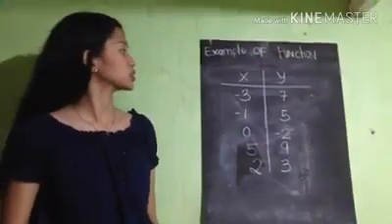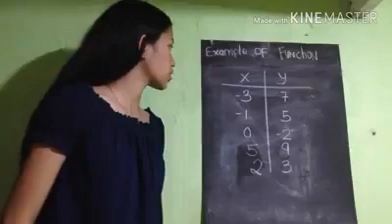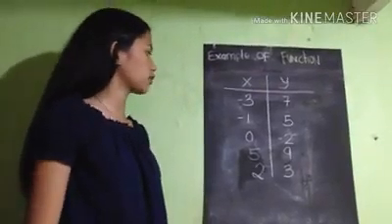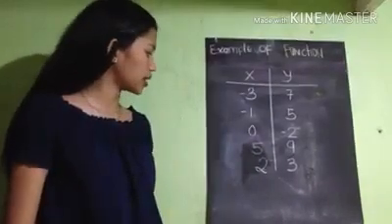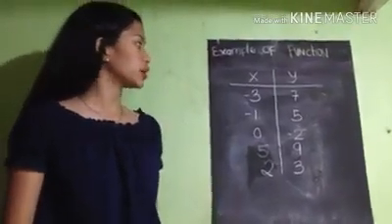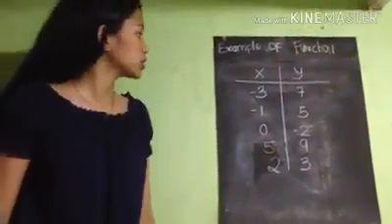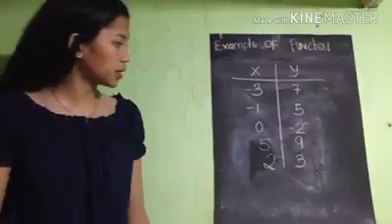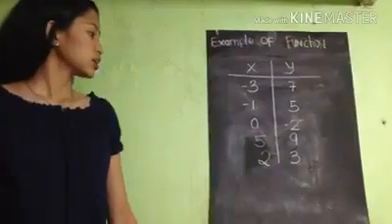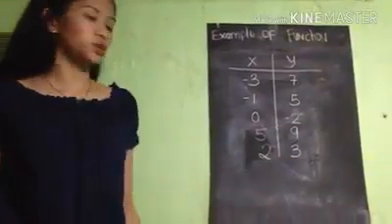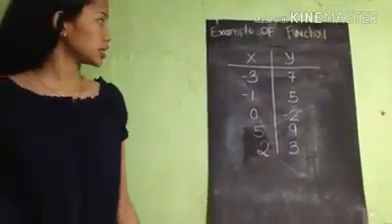Example of a function. X values or our domain are -3, -1, 0, +5, and +2. And our y values are 7, 5, -2, 9, and 3. As we can see, there are unique x values, so we can say that it is a function.